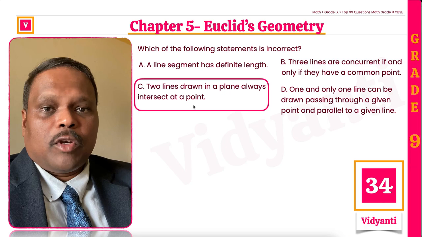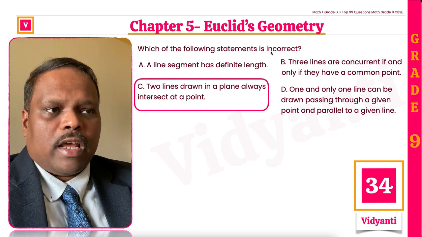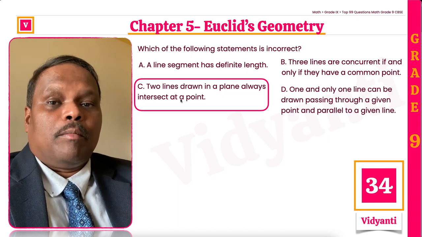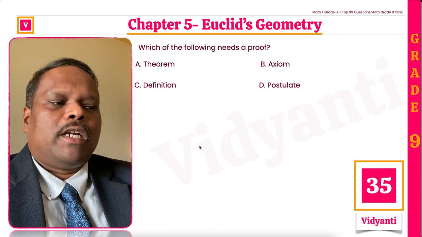This is incorrect, because you can have parallel lines, and parallel lines, no matter how much you extend them, will never intersect. So this statement, remember, they are asking for the incorrect statement. So this is definitely incorrect, because parallel lines will never ever intersect. Let's go to question 35.